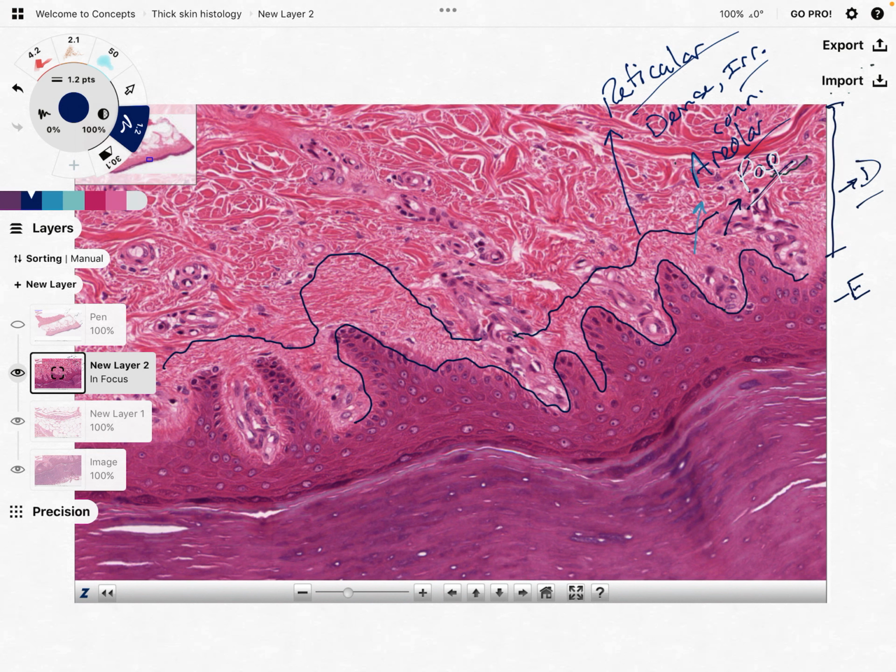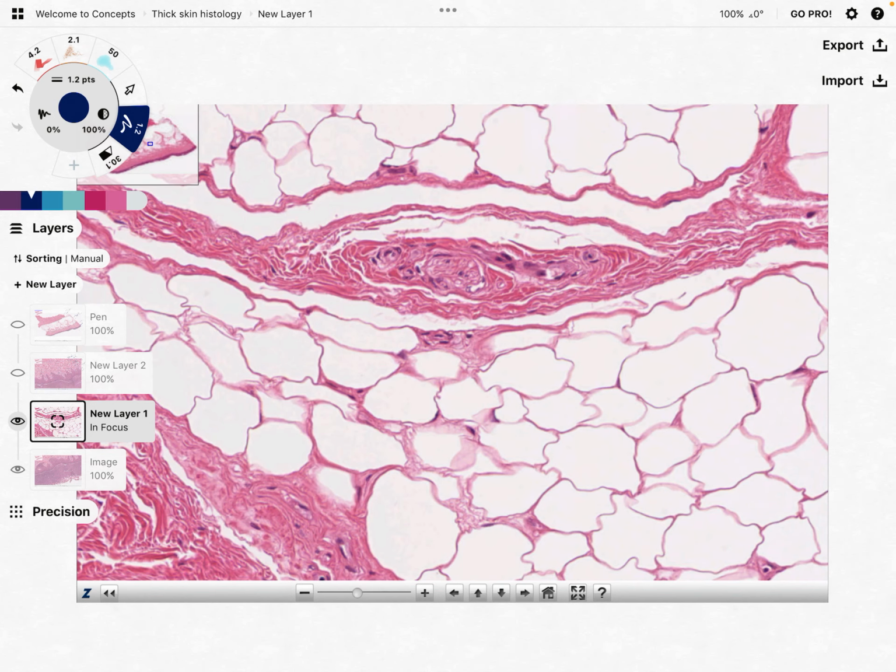All right, so the papillary layer is closest to the region with these papillary ridges, and that consists mainly of areolar connective tissue. And of course, the reticular layer, the thicker layer of the dermis, the denser layer, if you will, is dense irregular connective tissue.